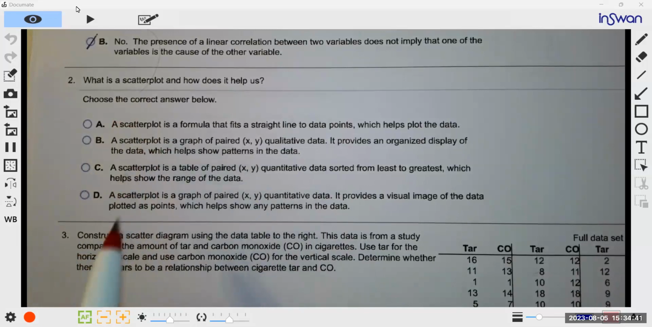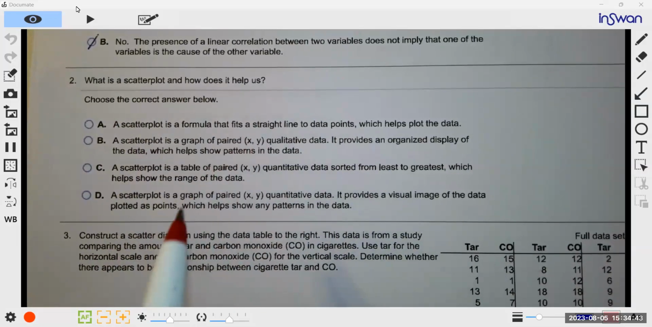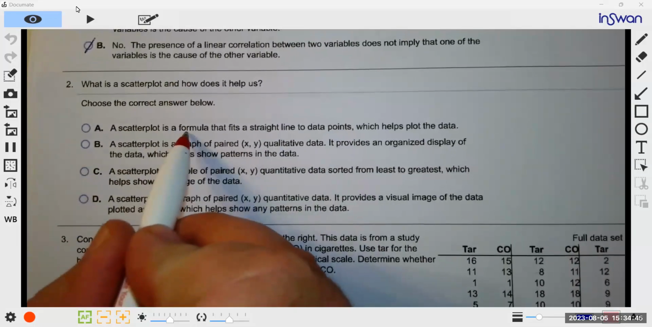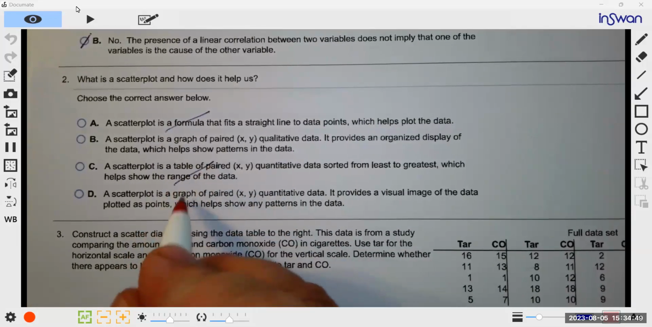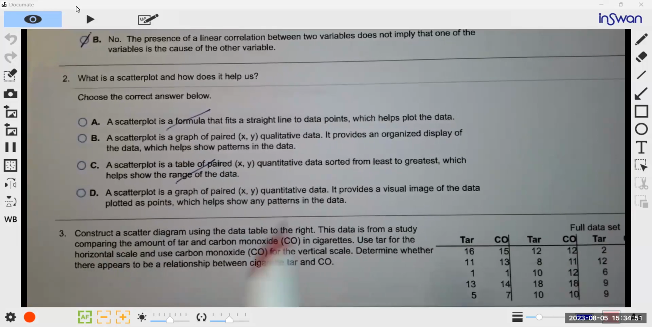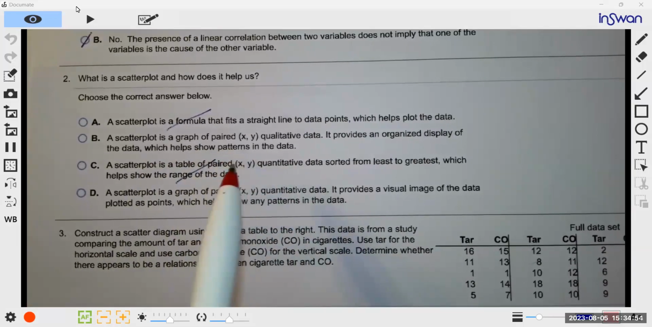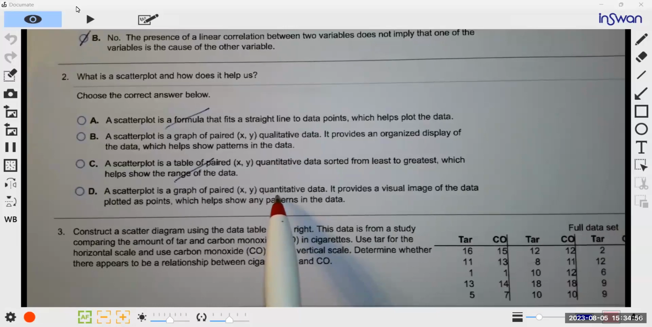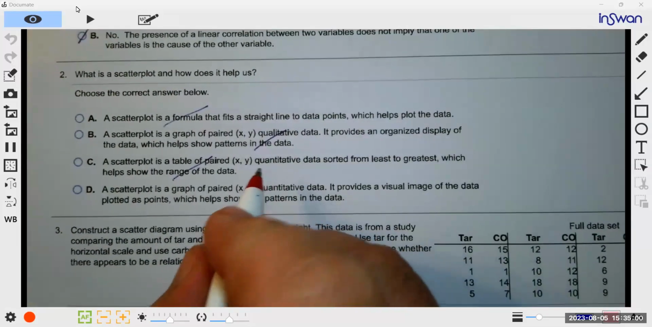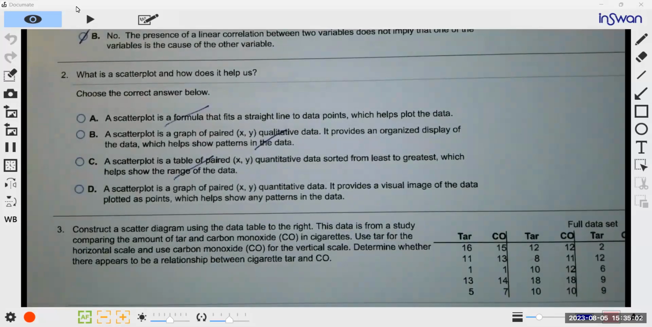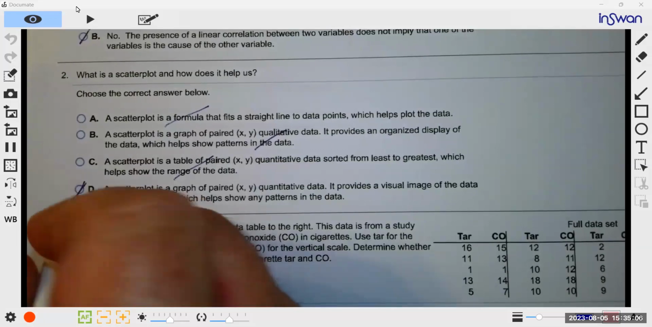What is a scatter plot? How does it help us? A scatter plot's not a formula, so that's not it. It's not a table, it's a graph, so it's got to be either B or D. The graph of paired x-y data, is it qualitative or quantitative? It's quantitative. A scatter plot deals with quantitative numbers because they have to be digits, they have to be numbers that we deal with. So the answer is D.